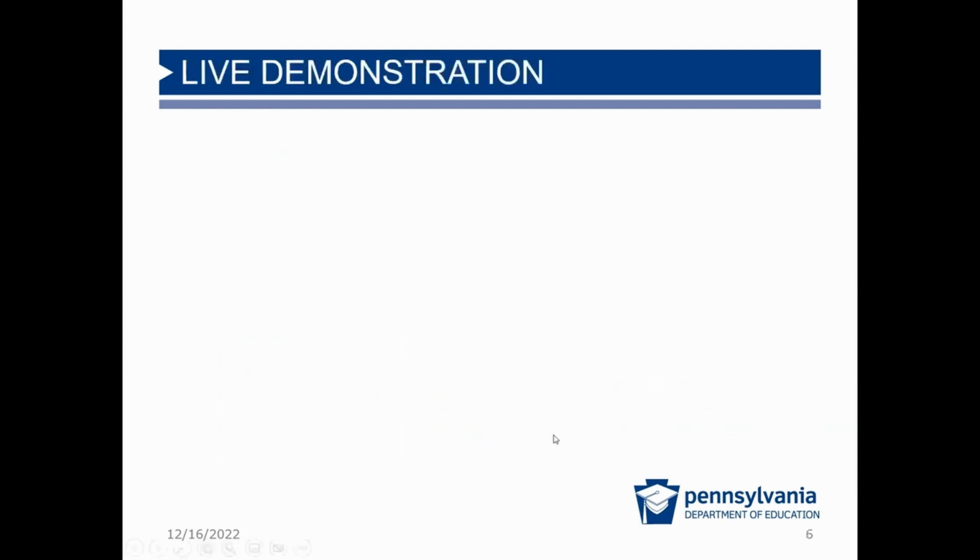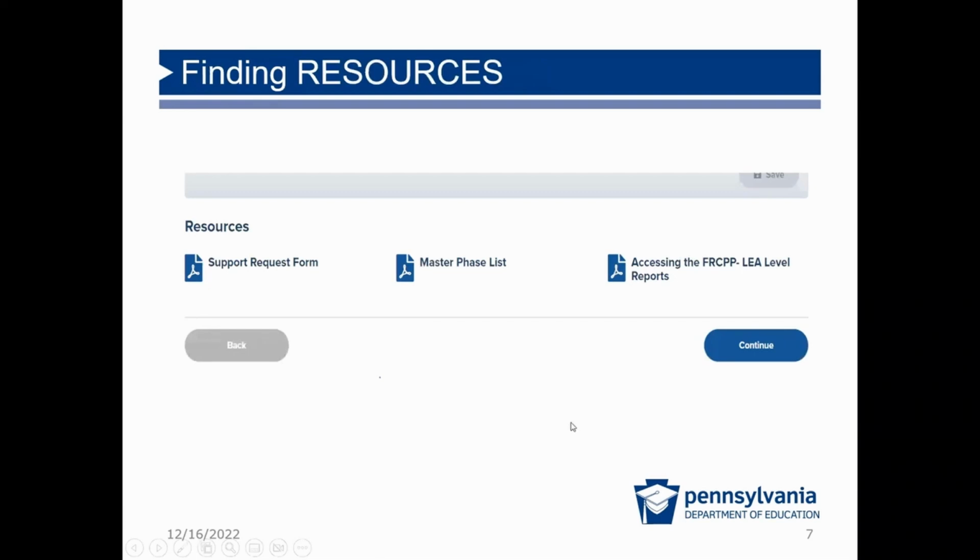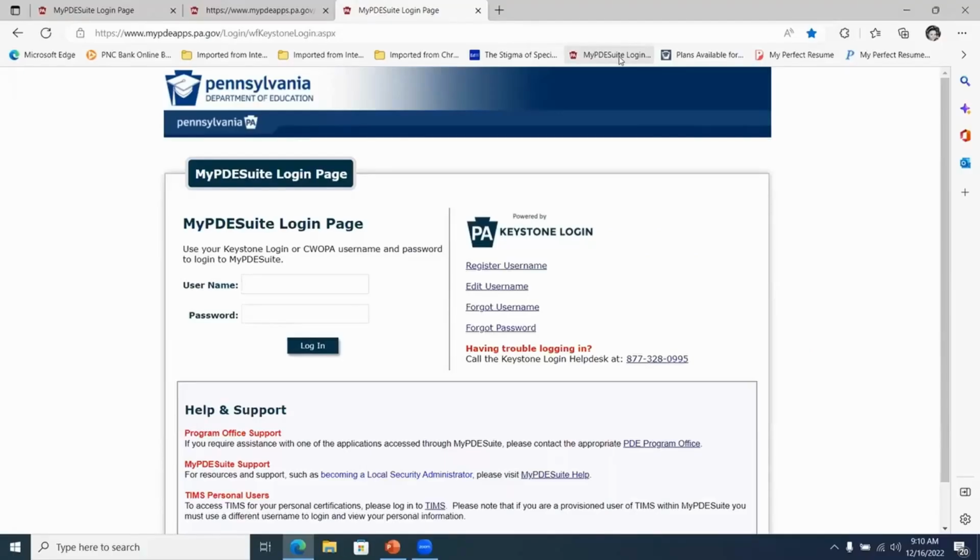Okay, so now I'm going to switch over to the live application. As I shared, you will have some resources right here on the right-hand side of the screen that will help you with your Keystone login, which will then give you the credentials to log in here. You can edit if you forgot your username or password. And if you're having difficulty with the login portion, this is the phone number for the support for that particular section of the login. I'm going to log in now.